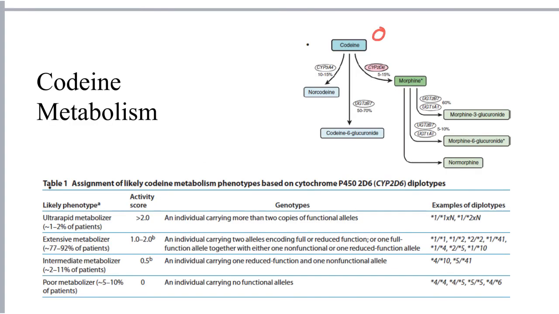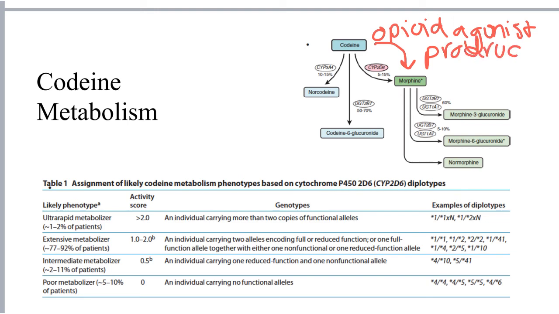Codeine is an opioid agonist drug that must be metabolized in order to be active in the body. Said another way, codeine is a prodrug that has to be metabolized to the active metabolite morphine in order to produce pain relief or analgesia. The enzyme responsible for activating codeine is the P450 enzyme CYP2D6.